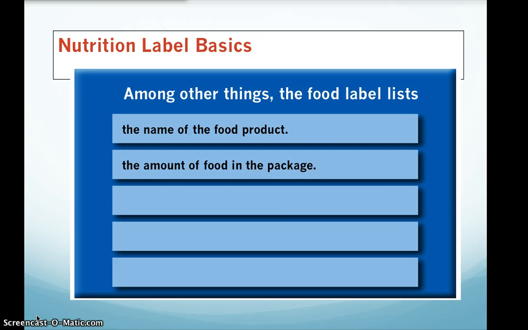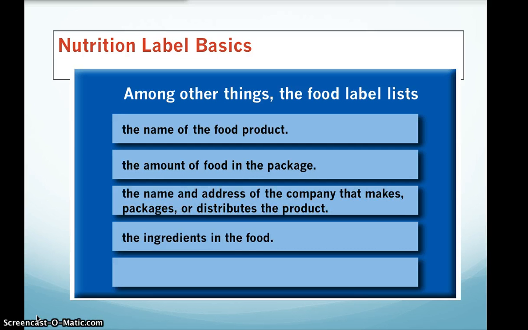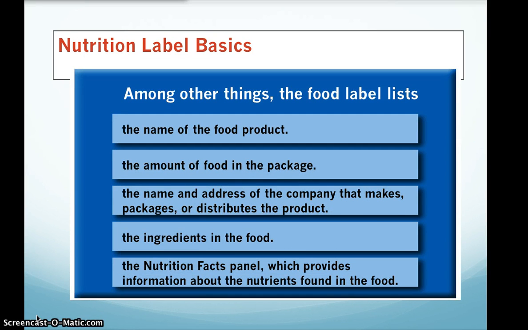So on this first slide we're looking at nutrition label basics. Among other things, the food label is going to list... Looking at a nutrition label is really important. It's a really good skill to have. But some things that you're going to see on that label are possibly the name of the food product, the amount of food in that package. A lot of times it's also going to tell you how many servings are in that package as well. The name and address of the company that makes, packages, and distributes the product.